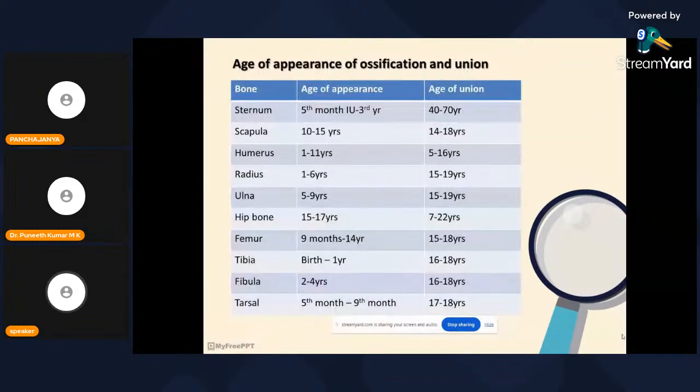Then the age of appearance of ossification in the union, from the sternum to the tarsal bones, that is sternum, scapula, humerus, radius, ulna, hip bone, femur, tibia, fibula, and dorsal. Here I have mentioned the total or complete ossification, as each part of each bone has a different ossification center. I have considered the whole, complete ossification duration. Based on that we can estimate the age of a person.